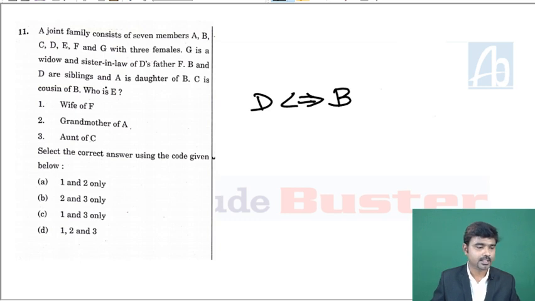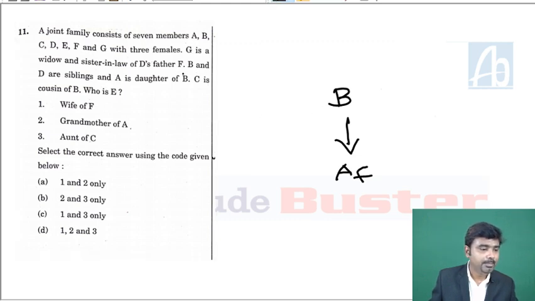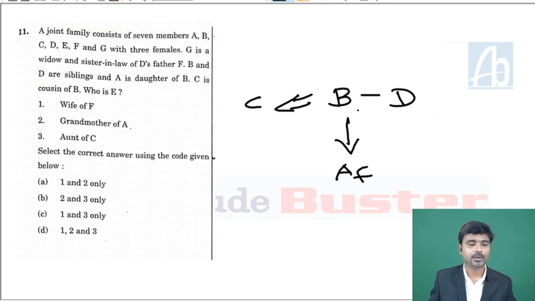Wait for some time. Next, A is the daughter of B. A is female, that we know, right? And C is the cousin of B. Sorry. In this one, it is given B and D are siblings. Okay, and C is the cousin, shown here separately. Okay, B and D are siblings, fine. And it's given D's father.